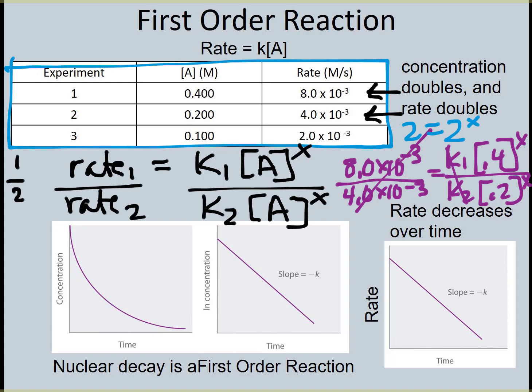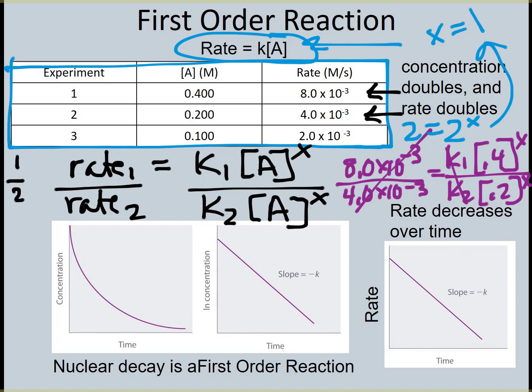And I have to solve for what x is. And I know that x equals 1, because that will make that equation true. So this is a first order reaction. When I go to write it, it's going to look like this. Rate equals the rate law constant, and then the concentration of A raised to the 1 power, which you don't have to write the 1. If you did write the 1, they won't mark you wrong.